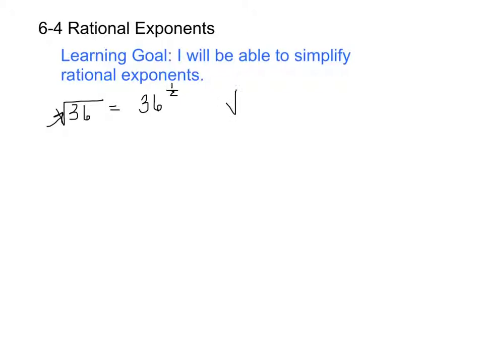If you see cube root, that's the same thing as raising it to the 1/3. And then if you see 4th root, that's the same thing as raising it to the 1/4. So this is good to know because if they give it to you as a rational exponent, you can convert it back to a radical to help you out.